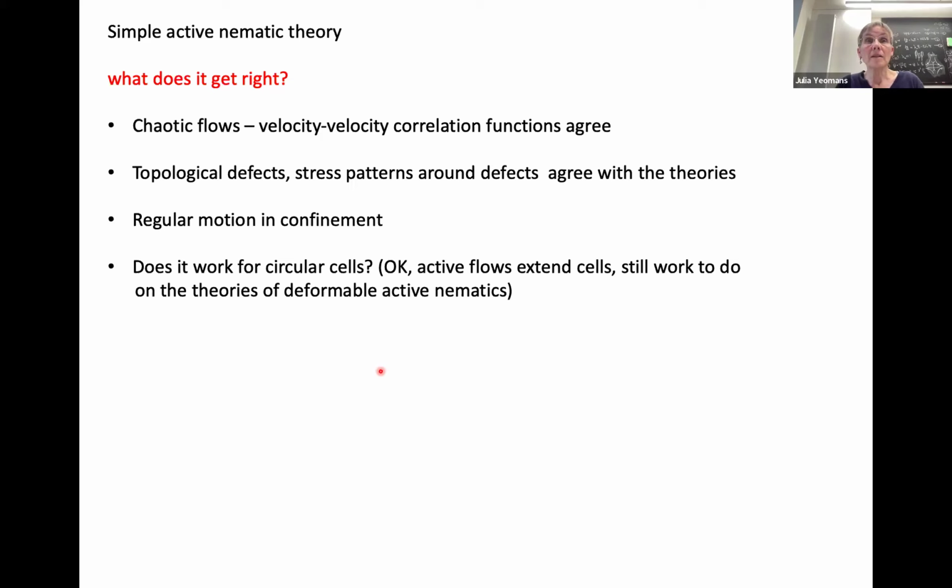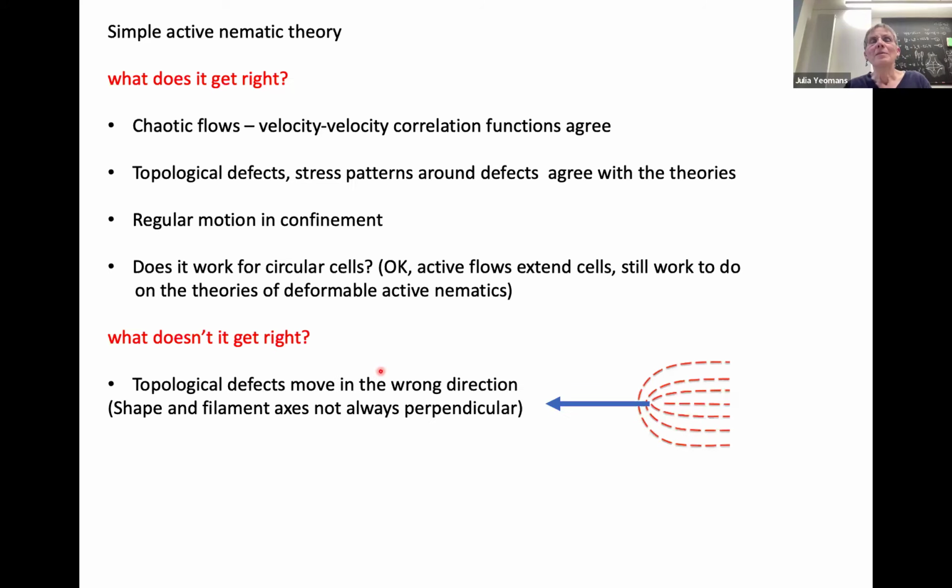If you confine the cells, they move in a regular way. If you have, for example, a long, thin channel, there's some beautiful work by the Paris group, which shows that the cells will just move down the channel and matches beautifully with the active nematic theories. And in fact, circular cells are fine. As long as the circular cells can deform, you can extend the theory a bit to deformable active nematics, although we know how to start doing that, although we certainly haven't got to the end of it. And you can get this active turbulence.